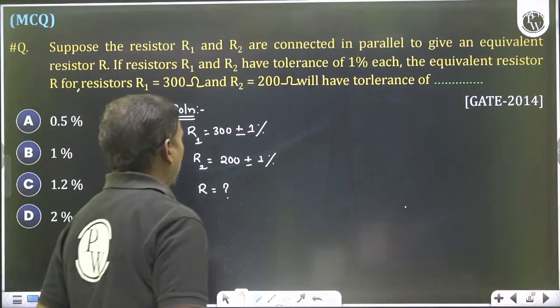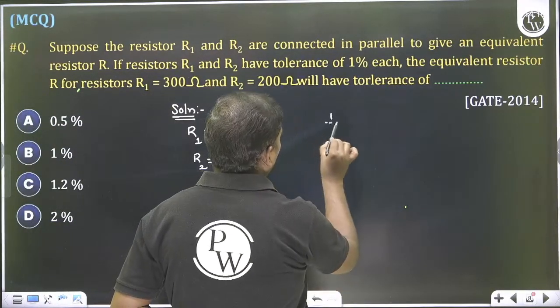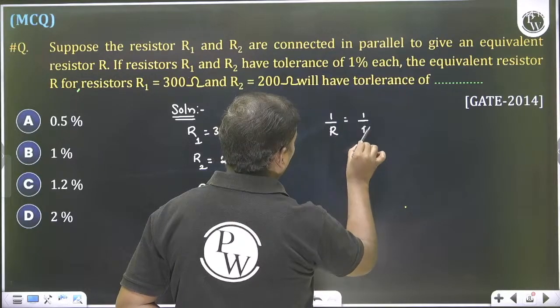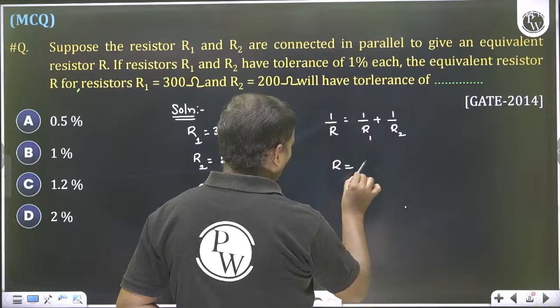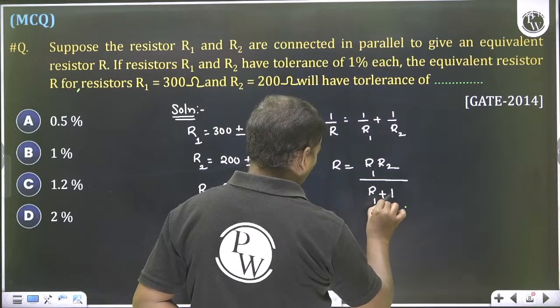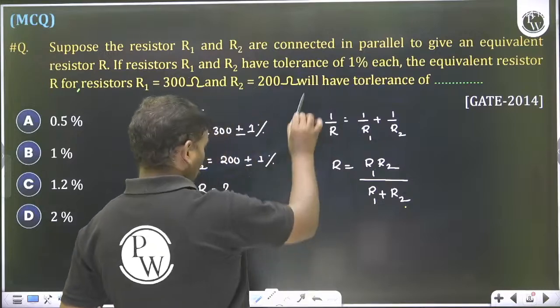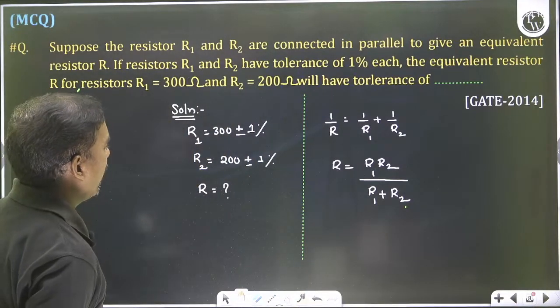We know that 1 by R is equal to 1 by R1 plus 1 by R2, or R is equal to R1 R2 by R1 plus R2. So he's asking the tolerance. How do we find the tolerance here?